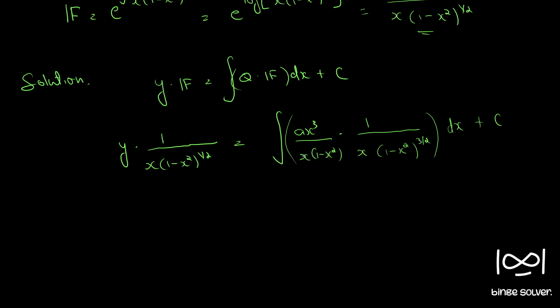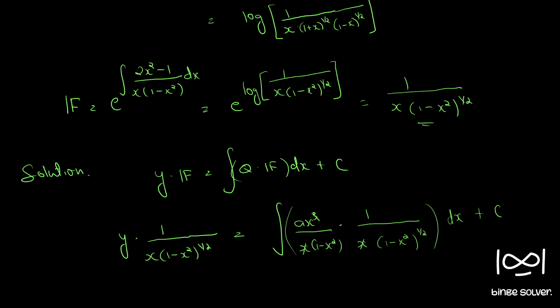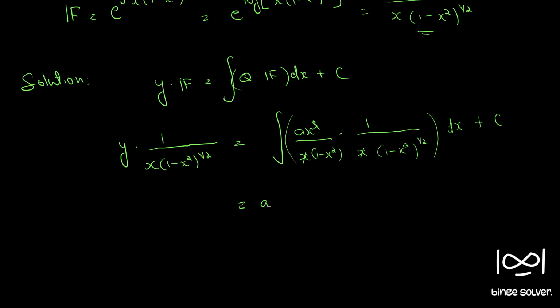So x² is cancelled. So (1 − x²) into 1 plus 3 by 2 becomes (1 − x²) raised to 5 by 2. Okay, sorry. 1 by x, it's not 3 by 2. It's just 1 by 2 here. Okay, so this integral becomes, that is equal to a into the integral of x by (1 − x²) raised to 3 by 2 dx.